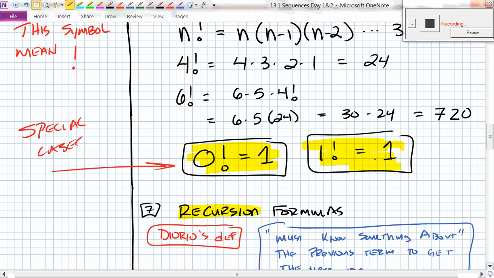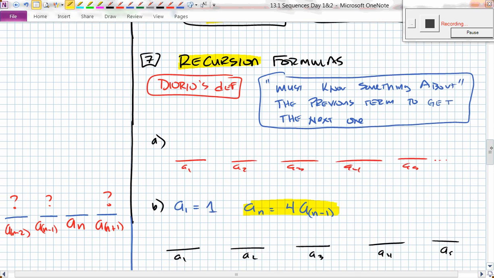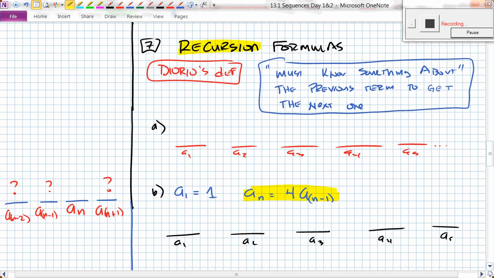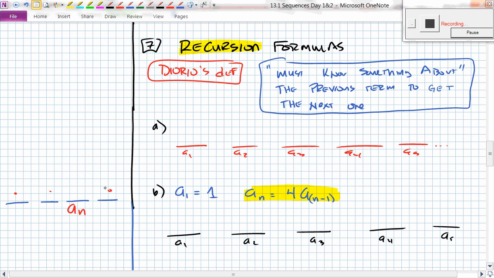So a couple of special cases you need to know about. Okay, let's move on to box 7, recursion formulas. In that movie, there's a famous sequence, right? That sequence is the Fibonacci sequence. Anybody know what the Fibonacci sequence is?